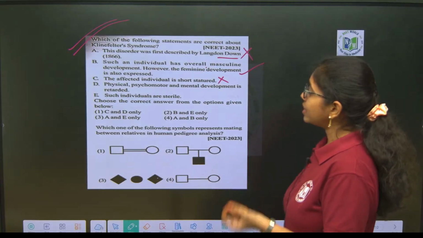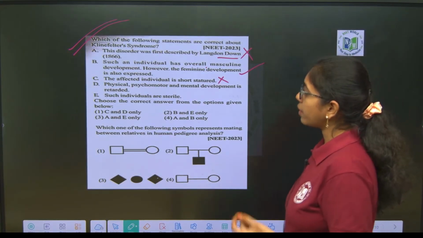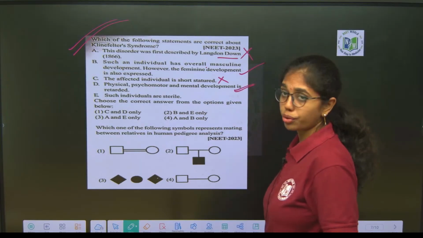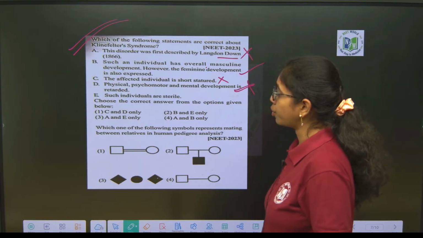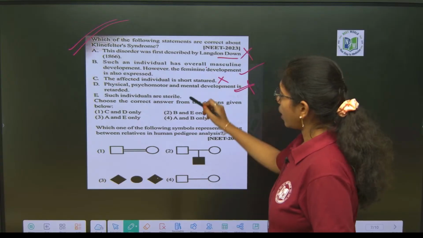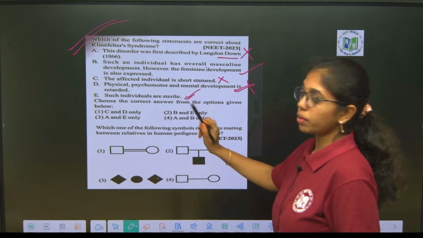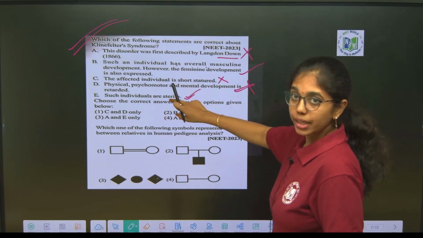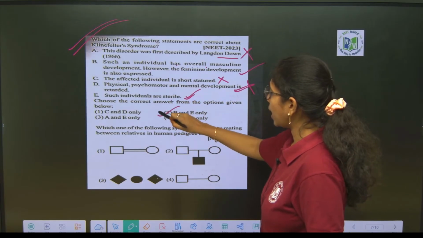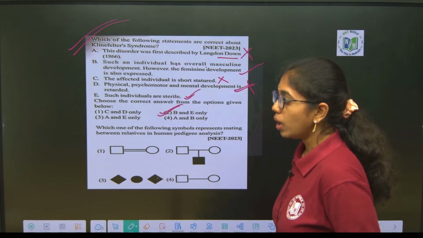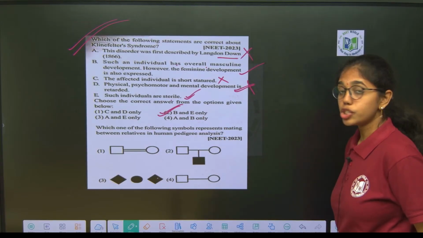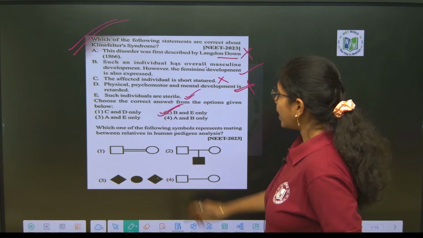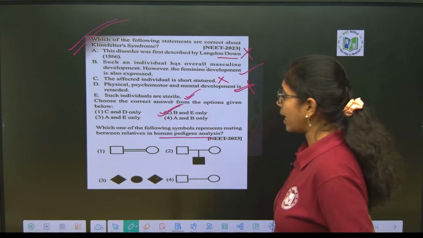Physical, psychomotor and mental development is retarded. This is observed in Down syndrome, not in Klinefelter syndrome. Such individuals are sterile. Yes, Klinefelter syndrome individuals are sterile. So, here if you observe, B and E are correct. Both B and E are correct. Option 2.